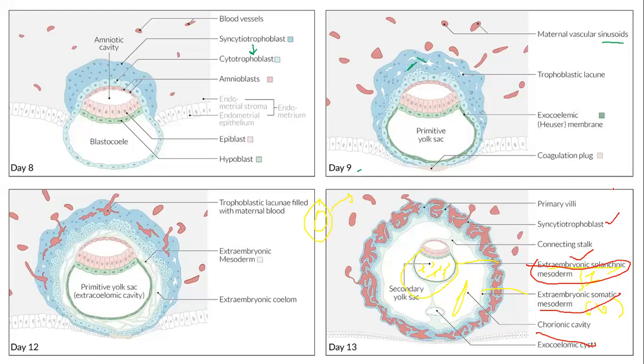First, when we talk about what things happen in the second week. First, we form the bilaminar germ layer. Second, we form the amniotic cavity. Then there is the formation of the primary yolk sac and the secondary yolk sac.